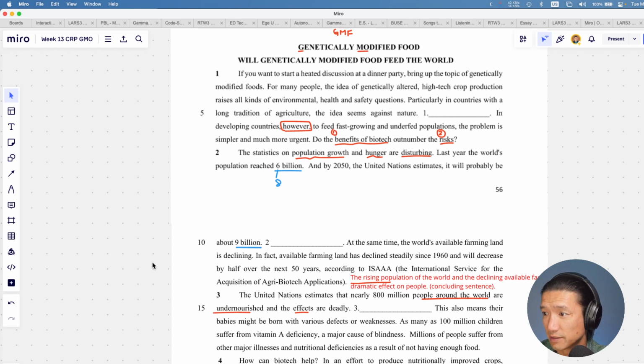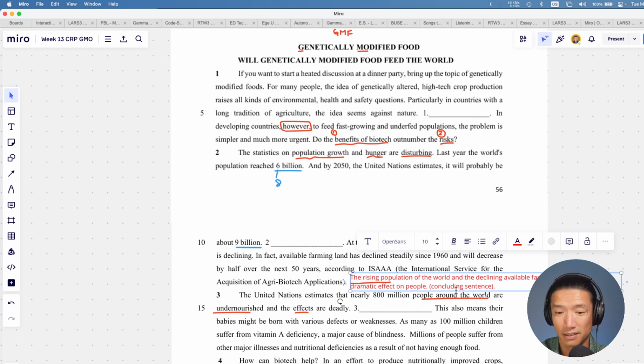Increased by the next 50 years, according to the rising population of the world and the declining available farmland will have a dramatic effect on people in the coming future. Right. So not even by 2050. Before then, obviously, there's going to be some issues. That's a good concluding sentence.